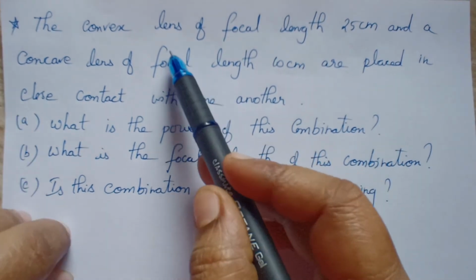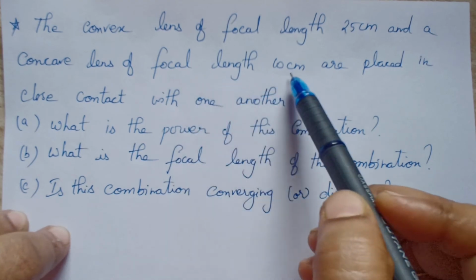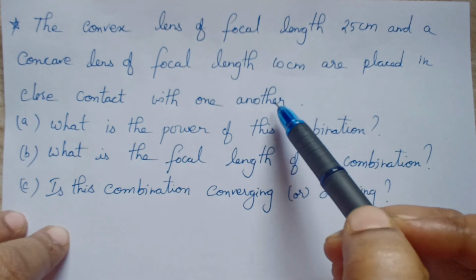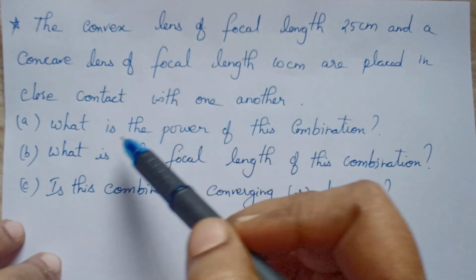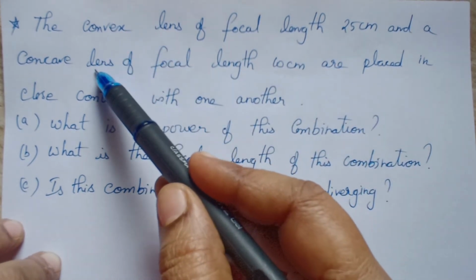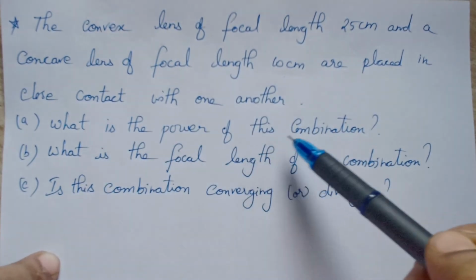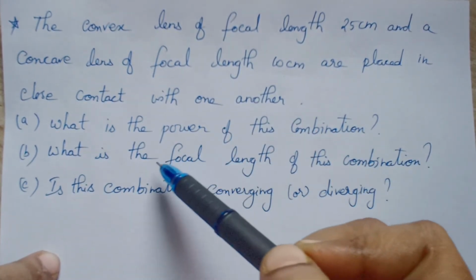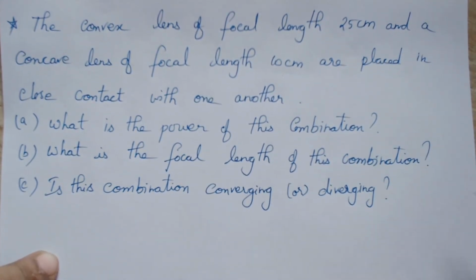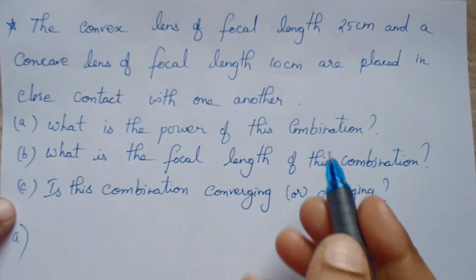A convex lens of focal length 25 centimeter and a concave lens of focal length 10 centimeter are placed in close contact with one another. What is the power of this combination? So the convex lens and the concave lens are combined. They have given the focal length of each lens and they ask the power of this combination, then the focal length of this combination, and whether this combination is converging or diverging. First we will find out the power of the combination.